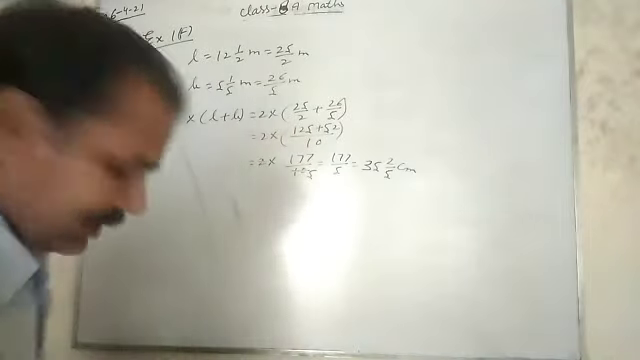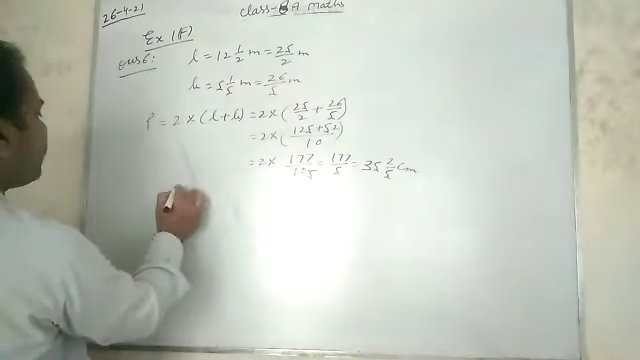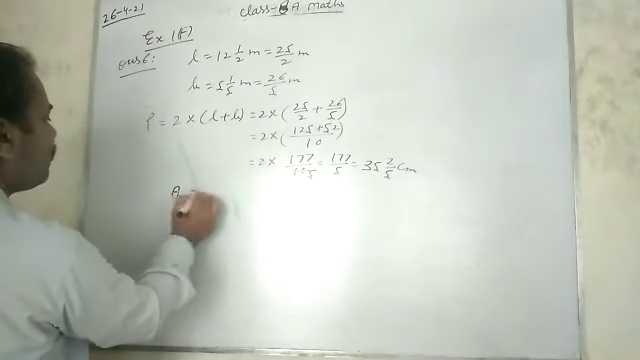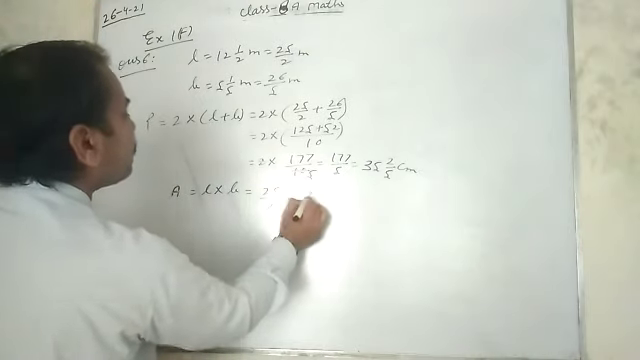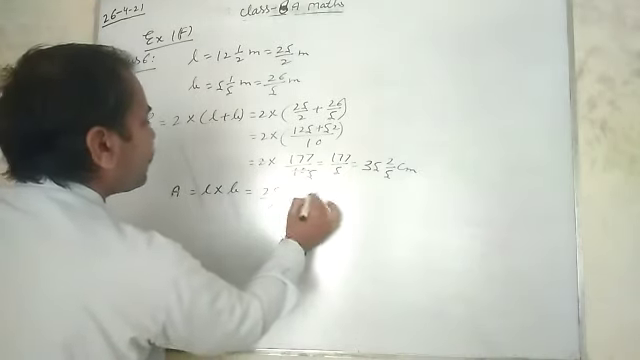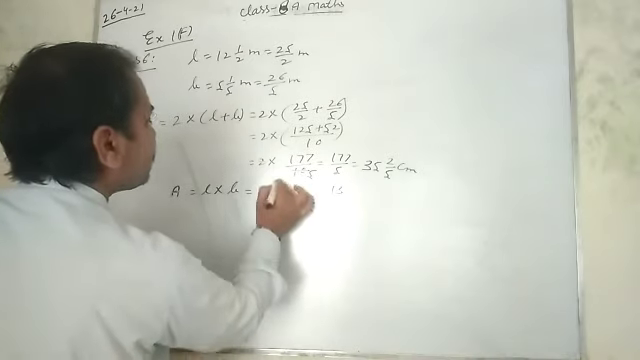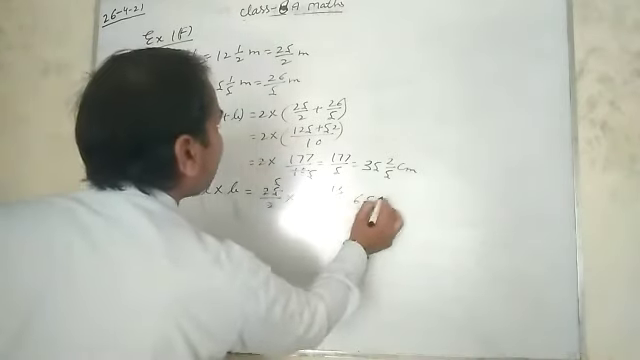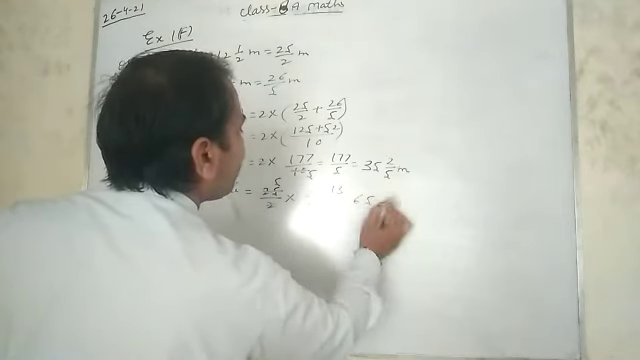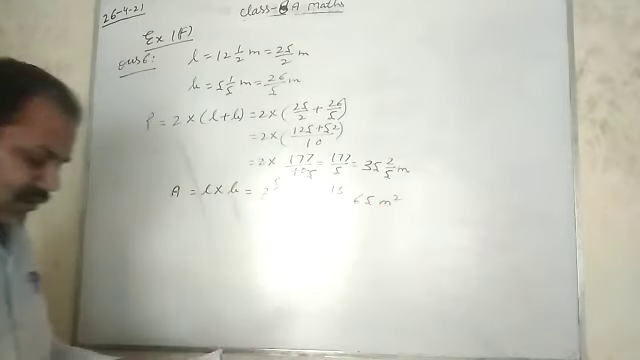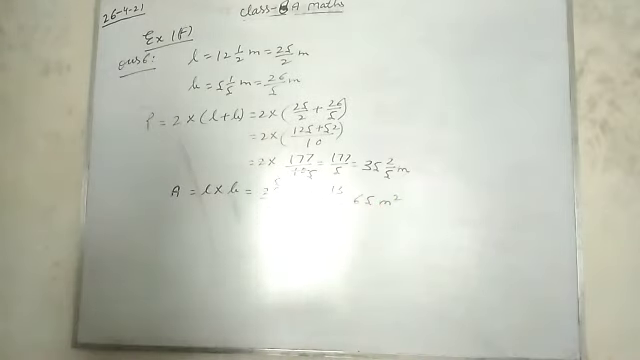And then find area. So area represented by A, and area is length into breadth. So length 25 by 2 into breadth 26 by 5. So 2 cut it, and 5 this. So 65 meter square. This will be area, and perimeter will be 35 2 by 5 meter, and area 65 square meter.